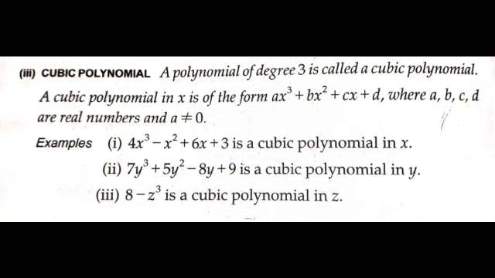For example, here we have 4x³ - x² + 6x + 3 is a cubic polynomial in x. 7y³ + 5y² - 8y + 9 is a cubic polynomial in y. 8 - z³ is a cubic polynomial in z.